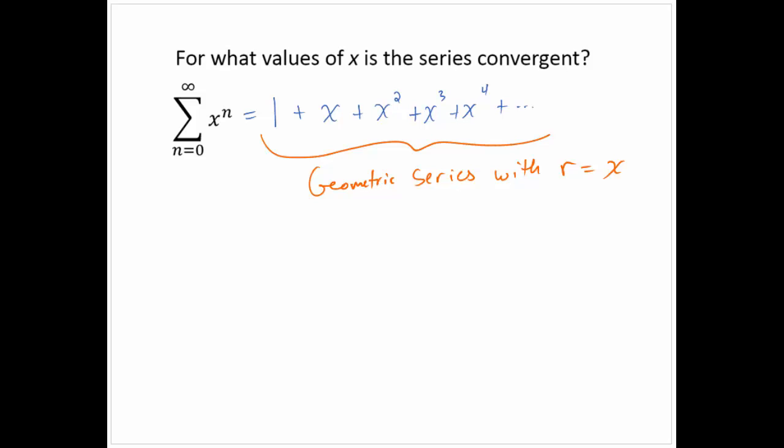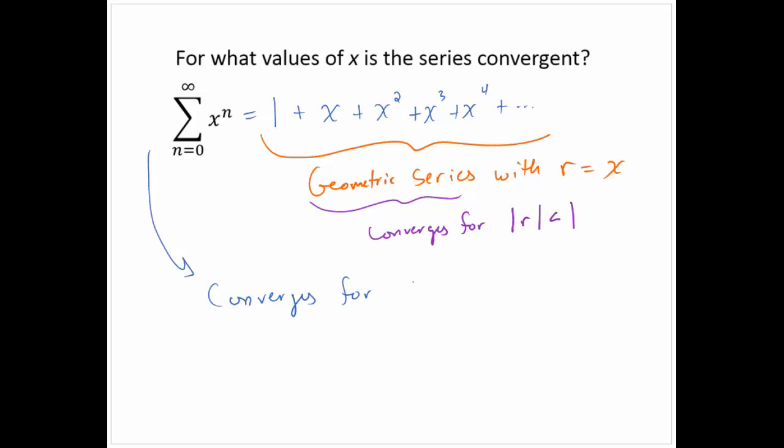So, when will it converge? Well, we remember that a geometric series converges for absolute value of r less than 1. So therefore, this power series, sigma x to the n, converges for absolute value of x less than 1. And it diverges elsewhere, right? It diverges for absolute value of x greater than or equal to 1.